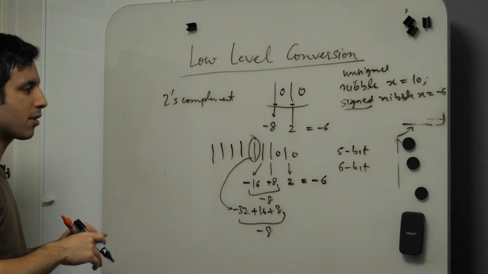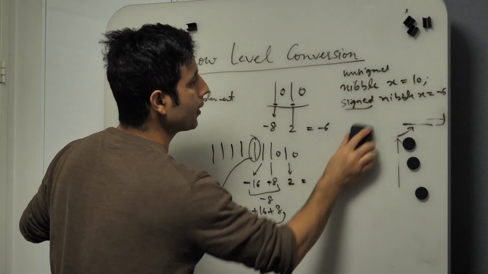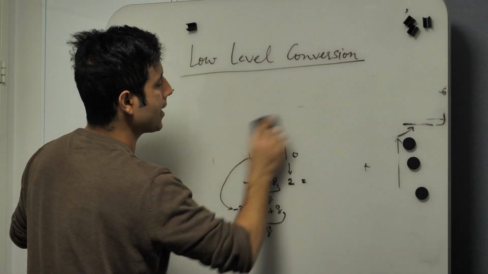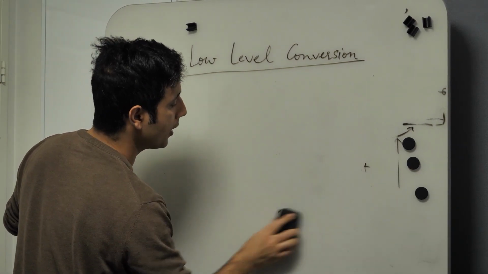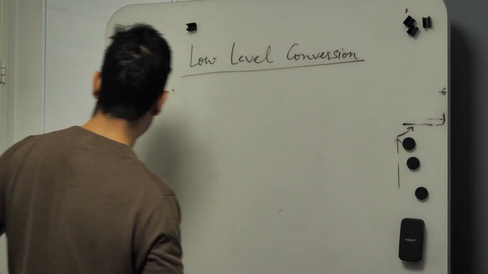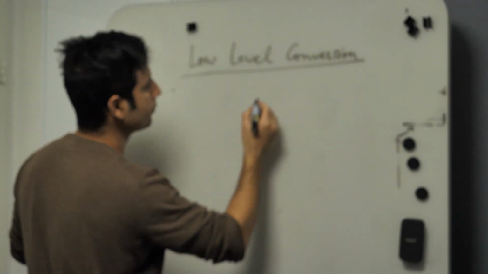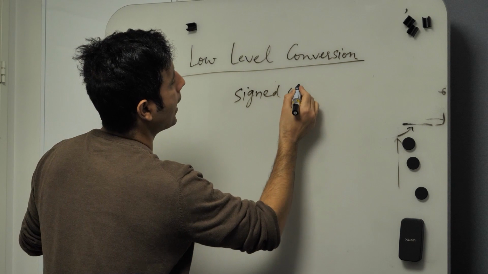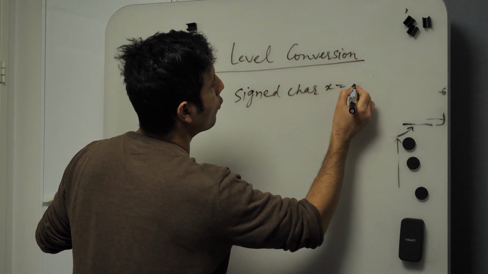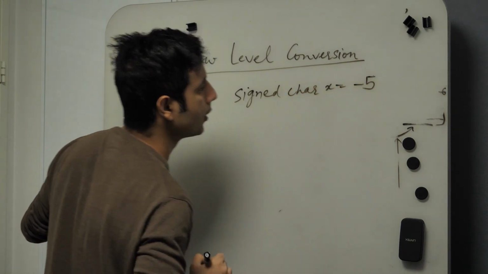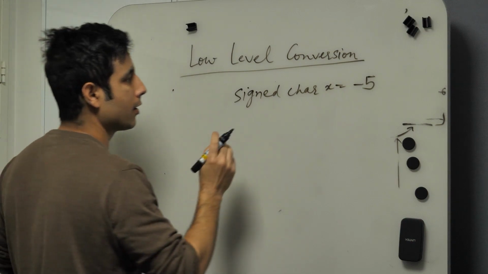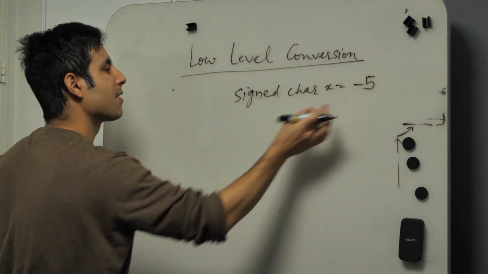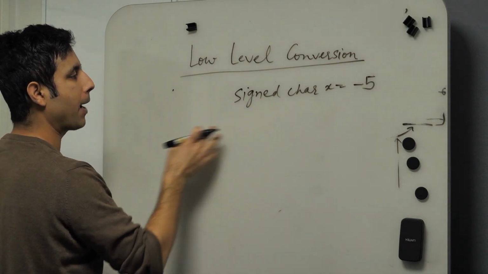So if you have a smaller negative number in C, for example, on typical implementations, say you have signed char x is equal to -5. Now the first thing we need to figure out is, how do you represent -5 in a bit pattern?